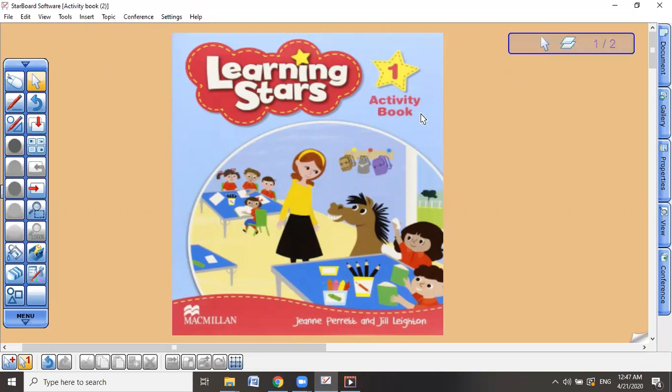Today, we're going to solve some activities in our activity book. And we're going to solve the activities in Unit 10. And we said that the name of this unit is Let's Have a Party. Now, let's review the vocabularies that we took in Unit 10.